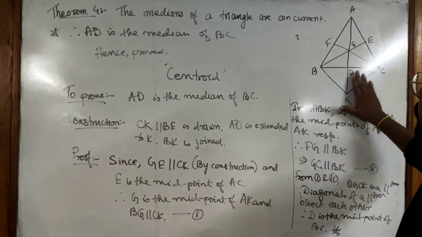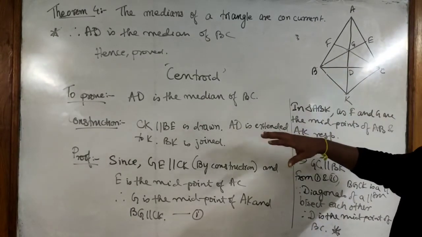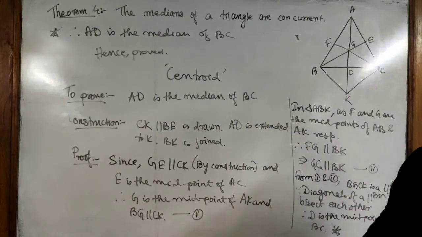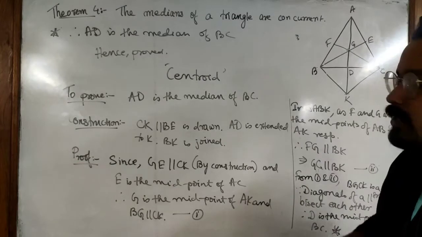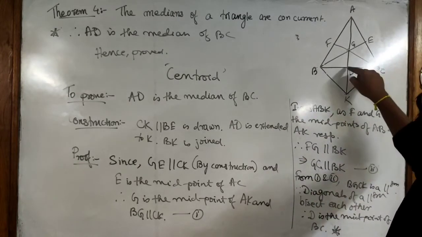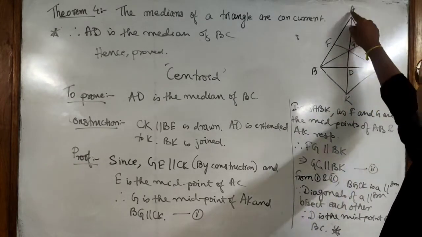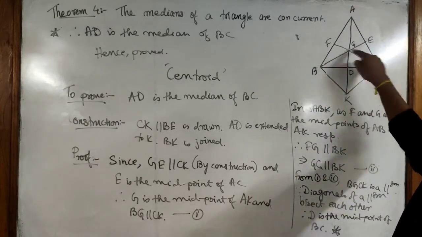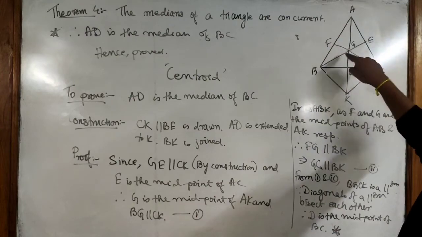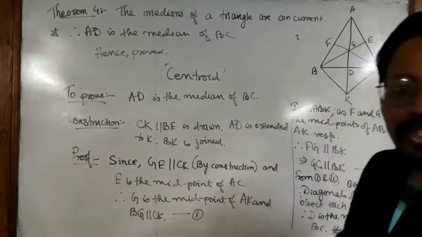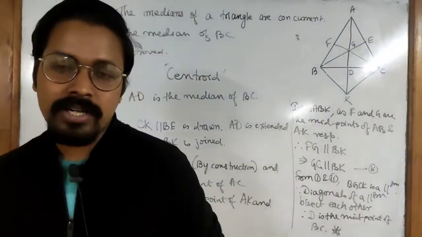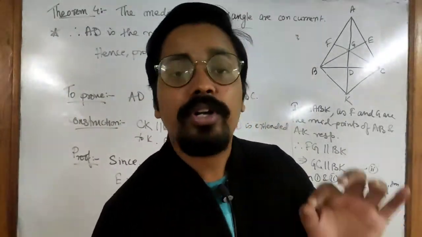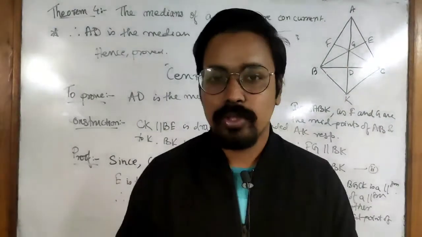Once you can prove this as the parallelogram, it is just a matter of a few lines that BC and GK will be bisecting each other. That means D will be the midpoint of BC. If D is the midpoint of BC, then AD is the median on BC, and that means all the three medians are meeting at point G. So we have proved theorem 4, where we have proved that all the medians of a triangle are concurrent, and that point of intersection is called the centroid. So I hope you've understood this one.